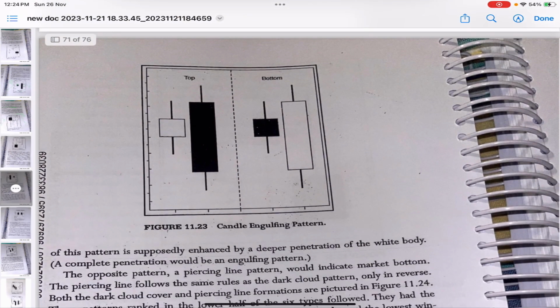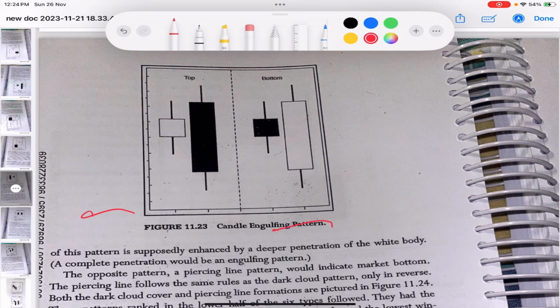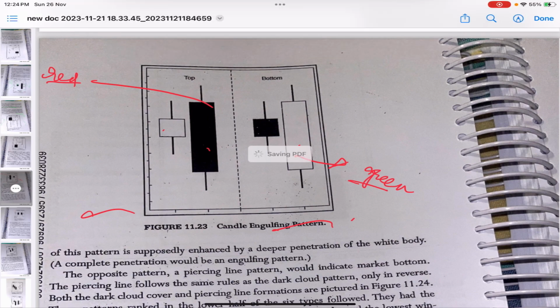Okay, these are the engulfing patterns. This is what I discussed. Look at the color very carefully. White is always a green and black is always a red. I hope you are clear with that.